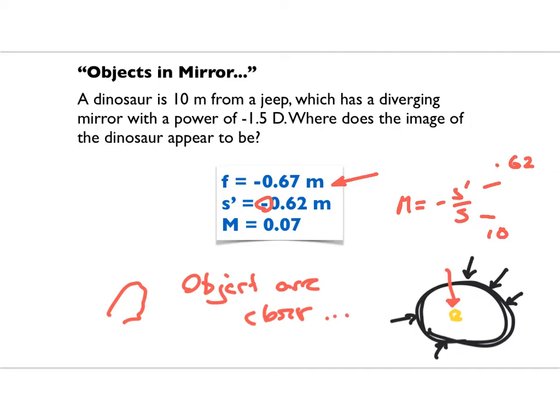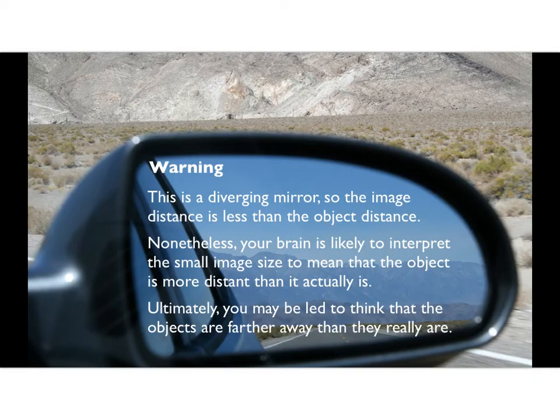So I think we need to change the annotation on mirrors to make that more clear. And it should say this. This is a diverging mirror, so the image distance is less than the object distance. Nonetheless, your brain is likely to interpret the small image size to mean that the object is more distant than it actually is. Ultimately, you may be led to think that the objects are further away than they really are. And I think we should replace the annotation on the mirror with this, because that's actually physically correct. Sure, it's going to block everything that you're trying to look at, but I think that's a sacrifice I'm willing to make to actually be physically correct.